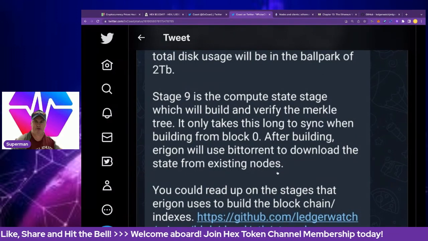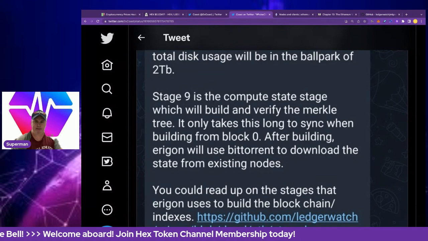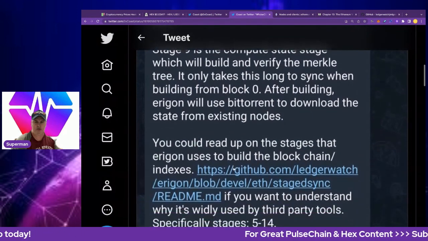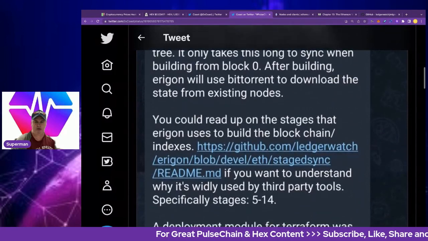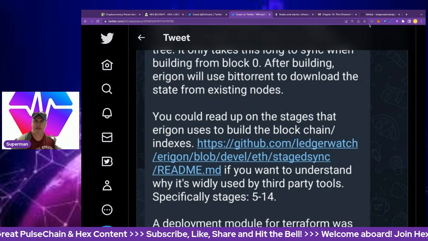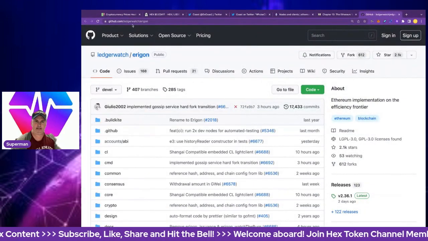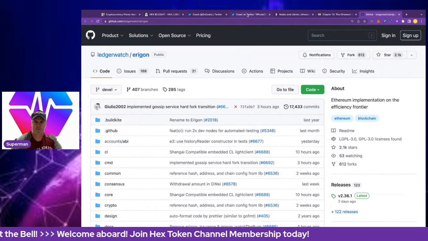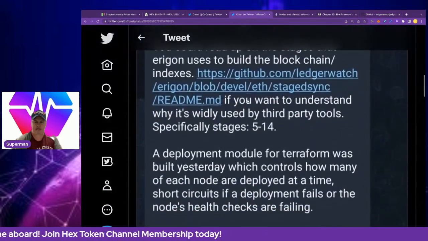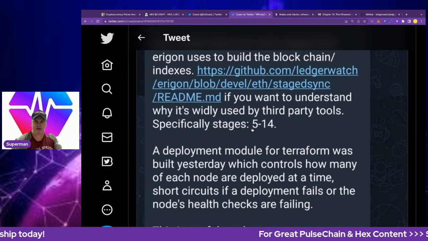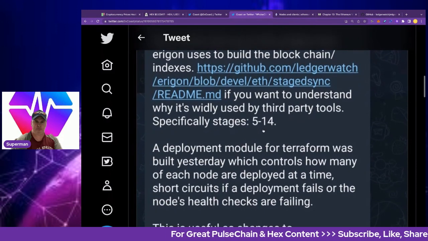I take it the nodes refers to the different computers around the world that make up the network, and the team will be operating their own nodes prior to launching the private testnet. That's kind of cool. You can read up on the stages that Aragon uses to build the blockchain indexes at github.com/ledgerwatch/Aragon, and here is the GitHub page with the files for Aragon. You can follow that link if you want to understand why it's widely used by third-party tools, specifically stages 5 to 4, one of the most common.